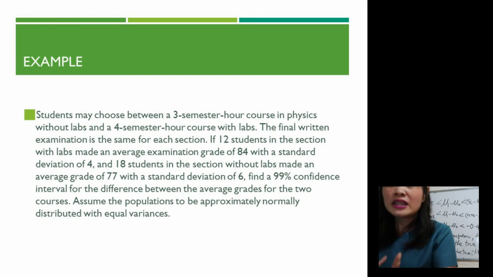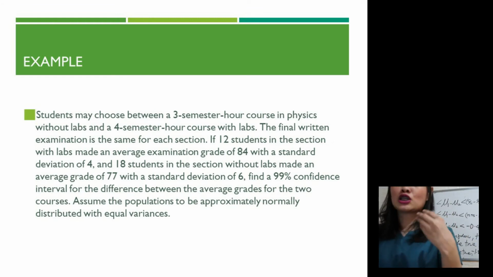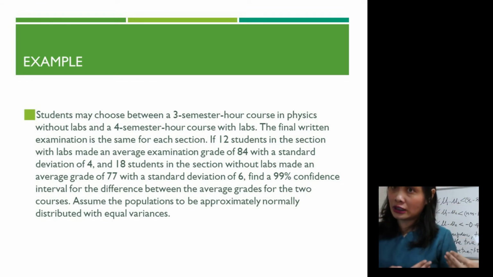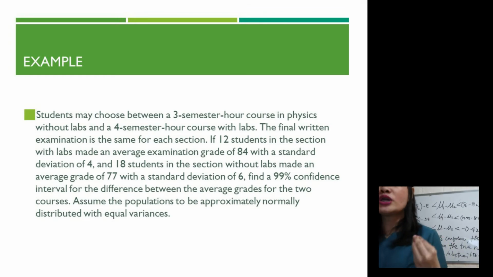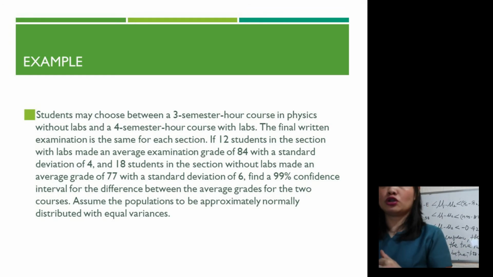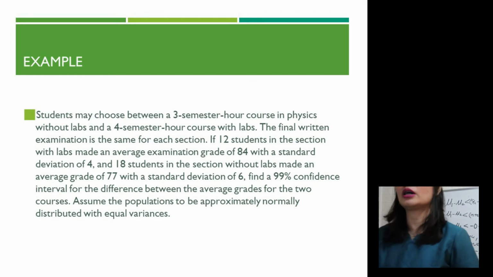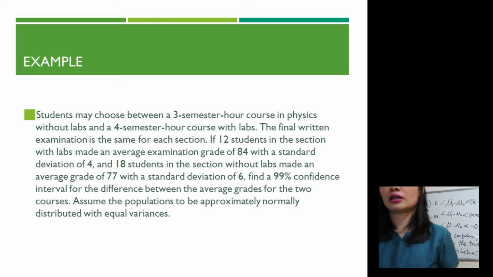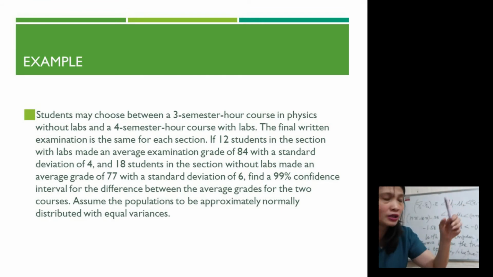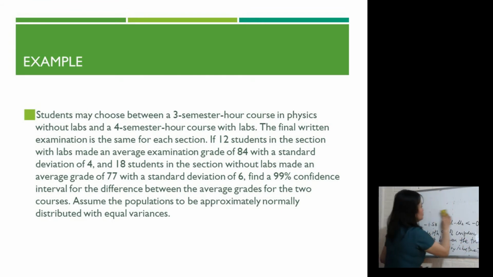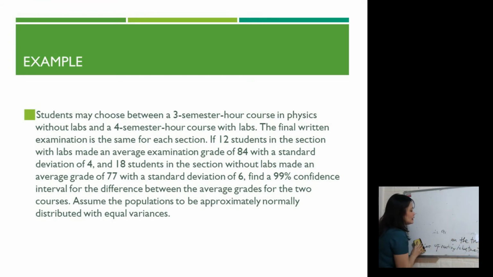Even if the standard deviation is given, as long as the sample size is less than 30 and the variances are equally distributed, then we can now use the t-distribution. So take note of that one. So how do we answer this? First, you need to come up with a table to summarize everything. Okay, table first before we compute for the 99%. So please bear with me how to solve that.